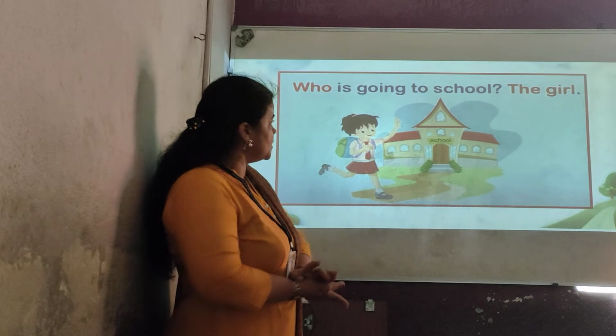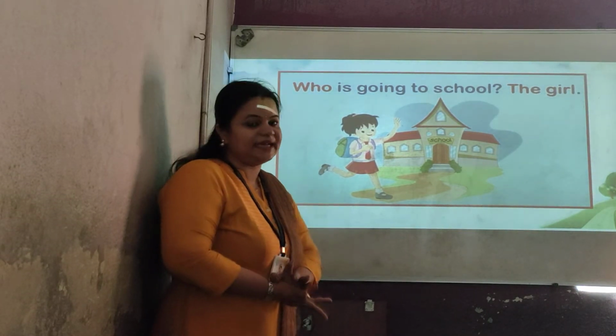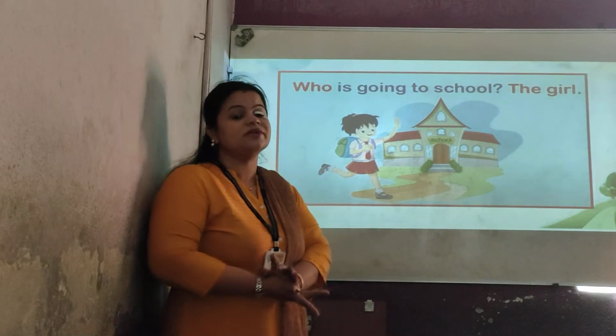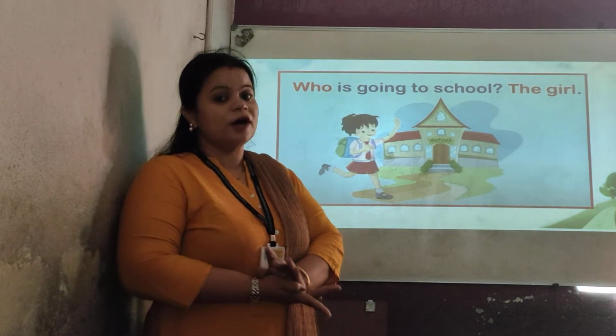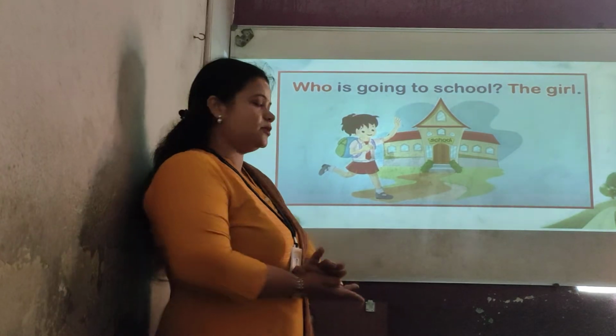Who is going to school? The girl. So the girl indicates that we are asking the question. We use the word who to ask the question. For what? About people. Understood everyone? Let's see another one.